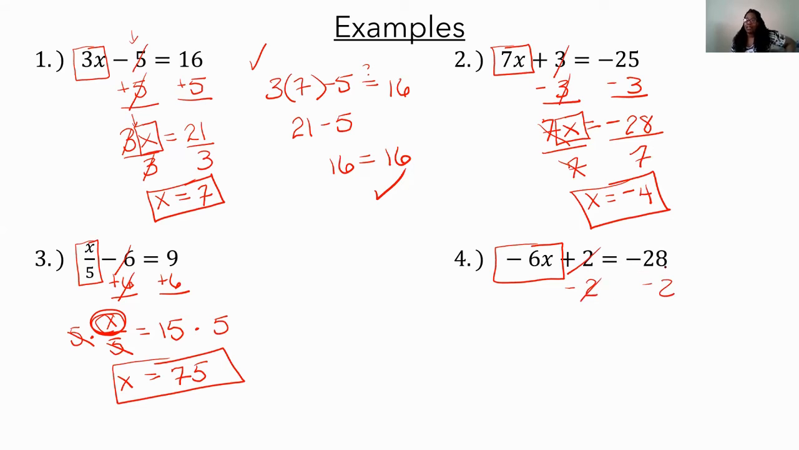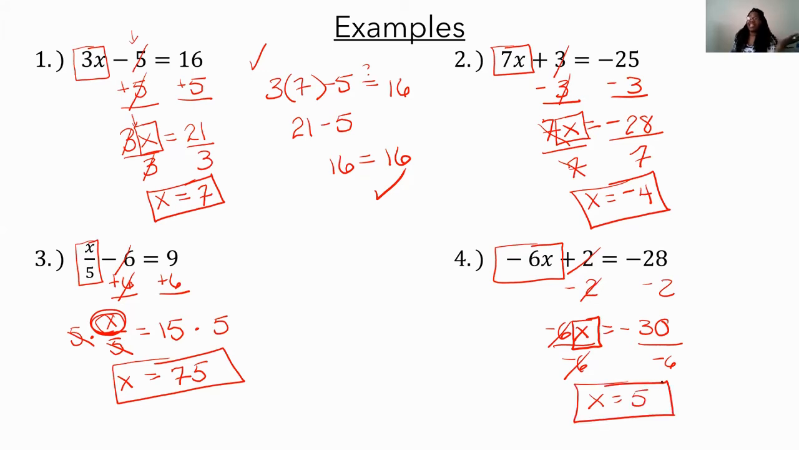So now we have -28 minus 2, which gives me a -30. And then I bring down the -6x. So you're the x. You all of a sudden want to be by yourself. This relationship is not working. It's toxic. I need to divide that person out of my life. So you would divide -6. So -6 divided by -6 will give me 1, which is myself. And then a negative divided by a negative is positive, and then 30 divided by 6 will give me 5.